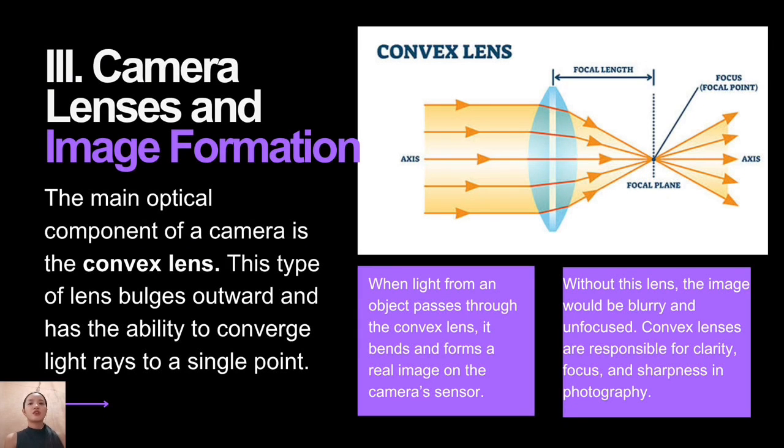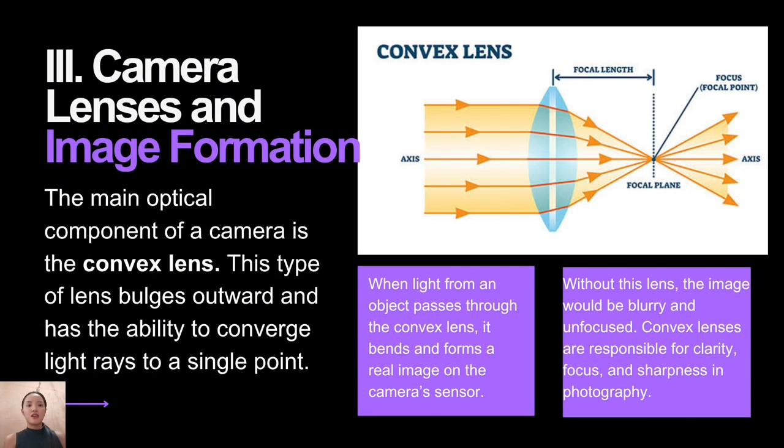The most important part of a camera is the convex lens. This type of lens curves outward and makes light rays come together or converge at some point. When light from an object enters the lens, it bends and forms a real and inverted image on the camera's sensor. This is how cameras are able to produce clear and focused pictures.